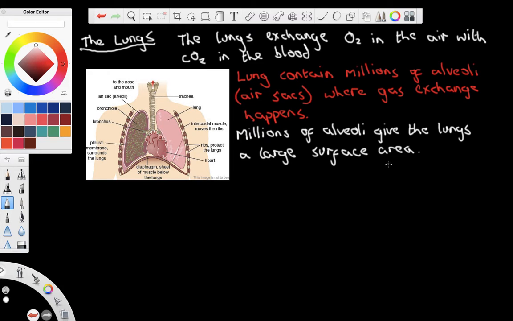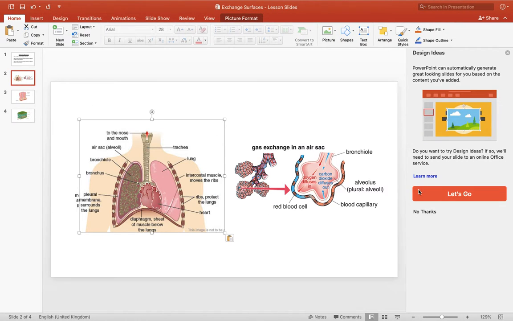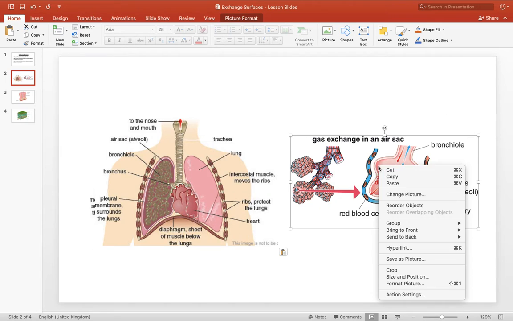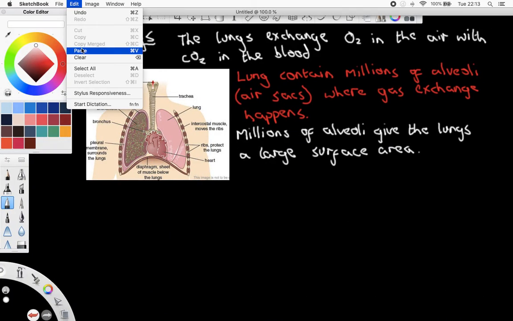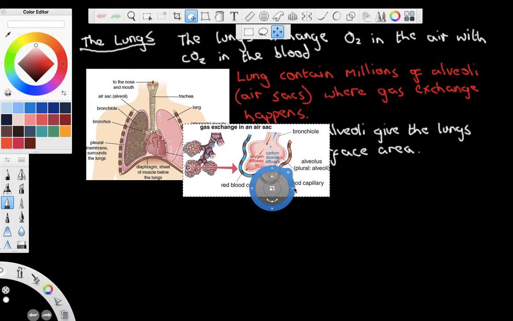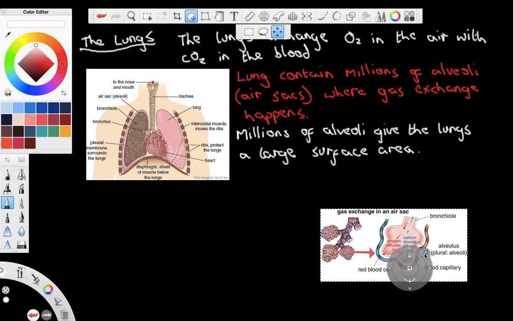Now if we focus on one alveoli, it would look like this. We don't want to paste, we want to copy, don't we? It would look like this. So if I paste our alveoli down here, each alveoli has a rich blood supply which removes the gases away from the areas they need to be in, maintaining a high concentration gradient.